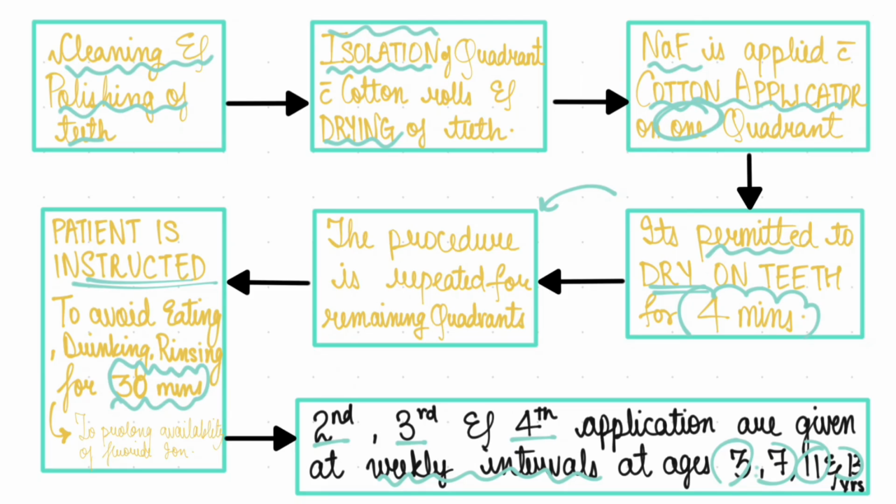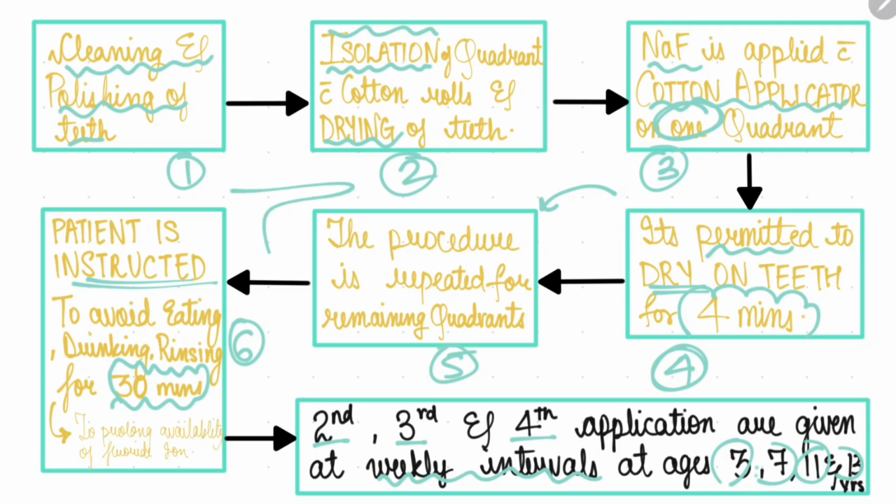So let's summarize it. First we do the cleaning and polishing of the teeth. Then we do the isolation and drying of the teeth. Then we take the sodium fluoride solution and the cotton applicator and then apply it on one quadrant. Then we let it dry for how many minutes? 4 minutes. Then the procedure is repeated on the remaining quadrants. Also the patient is instructed not to eat, drink or rinse for 30 minutes. And then this entire procedure is going to be repeated on the second, third and fourth application. Now when are these applications? These applications are going to be weekly apart. So we are going to give 4 applications weekly apart at what ages? 3, 7, 11 and 13 years.